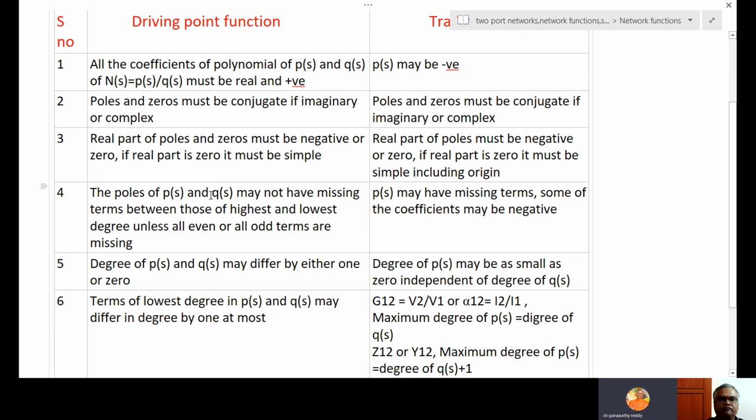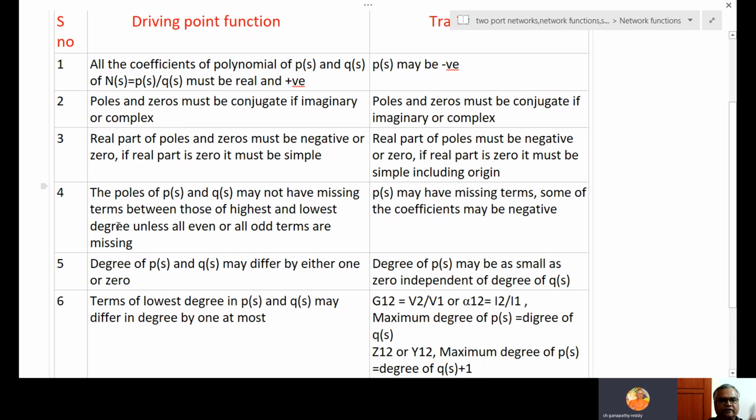The poles of P of S and Q of S may not have missing terms between those of highest and lowest degree unless all even or all odd terms are missing. So the polynomials P of S and Q of S may not have any missing terms. The polynomials cannot have missing terms between those of highest and lowest degree.